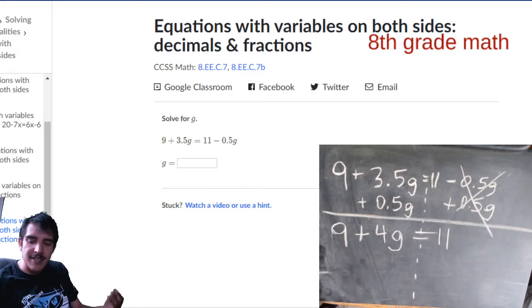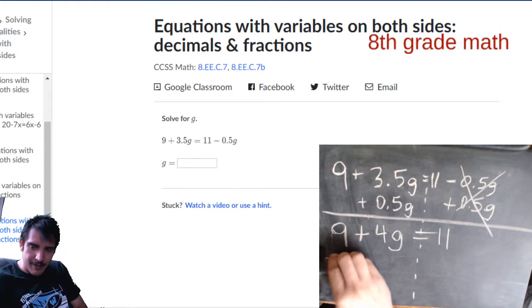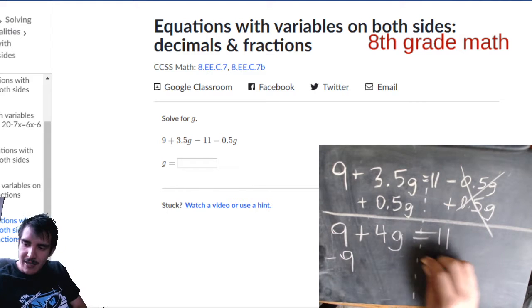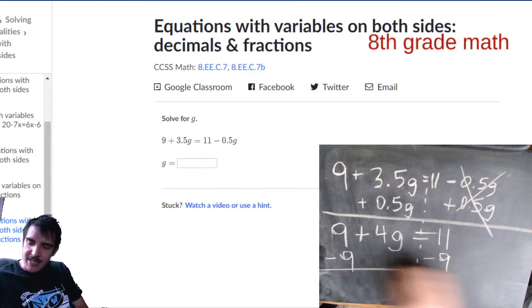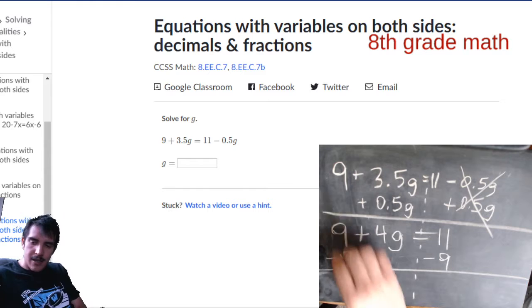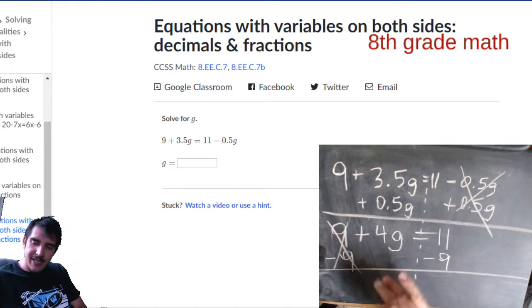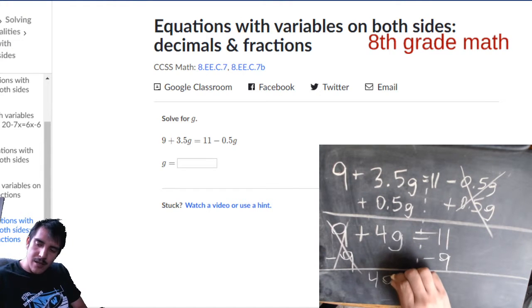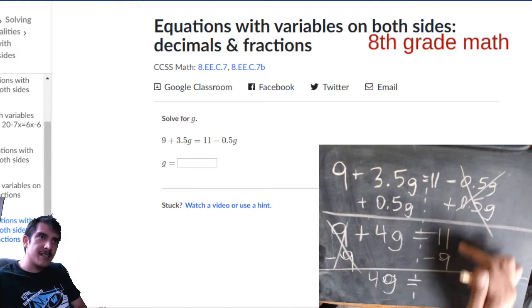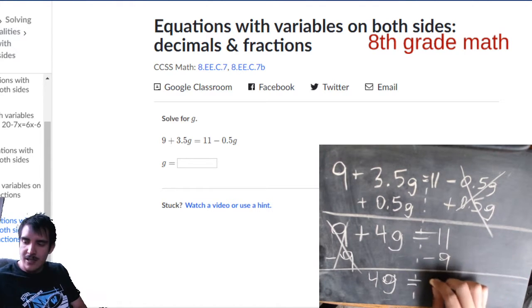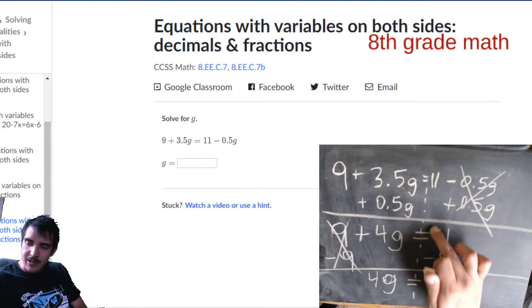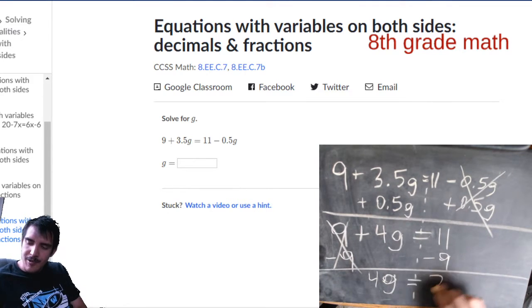Let's get rid of the constant first, as always. To get rid of this plus 9, we're going to subtract it, minus 9 on both sides. 9 minus 9, gone. Bring down 4g equals, and then on this side, 11 minus 9. That's a positive 11. 11 minus 9 is 2.